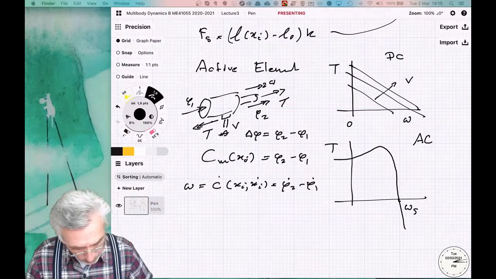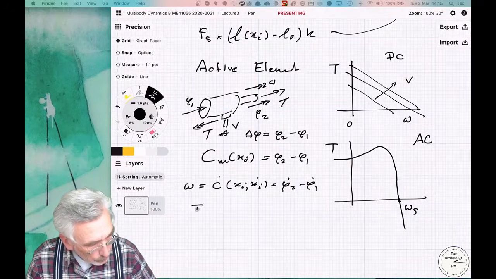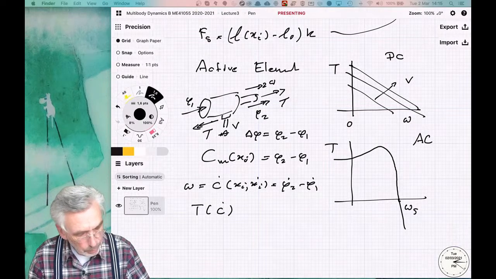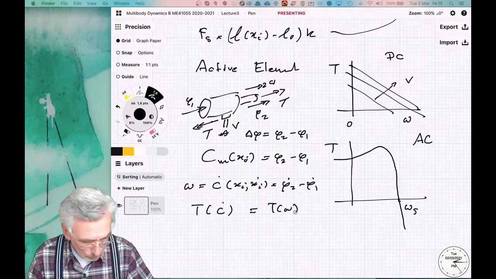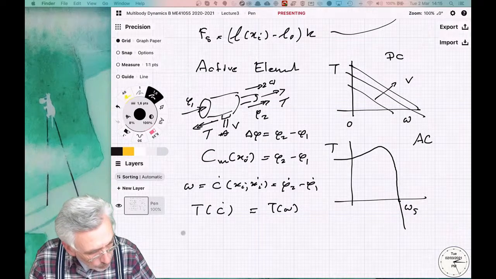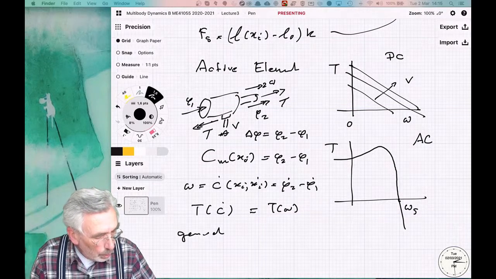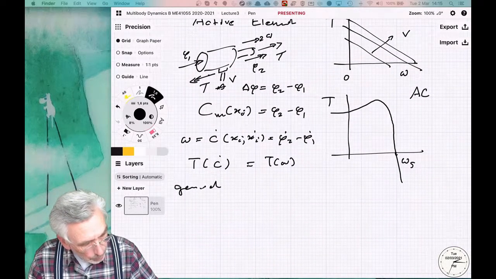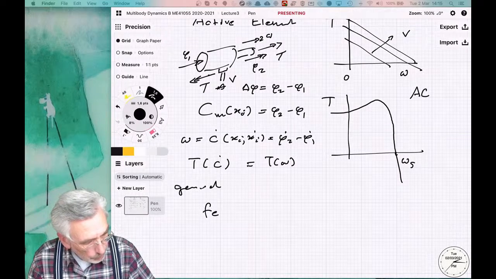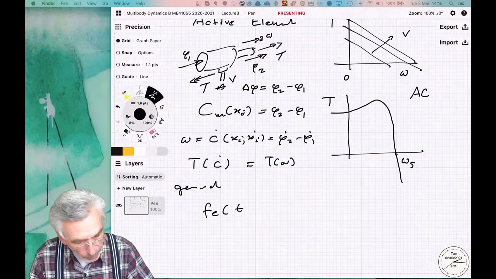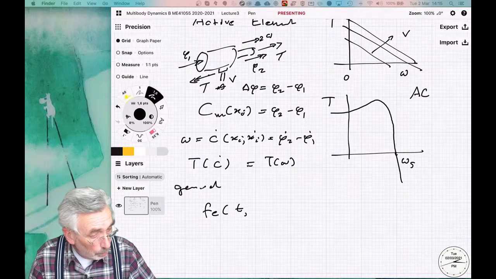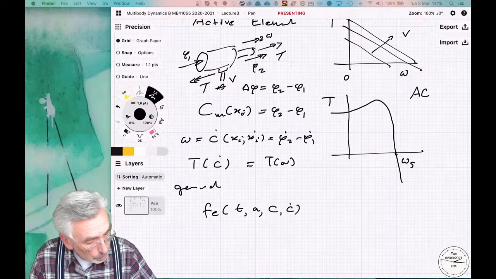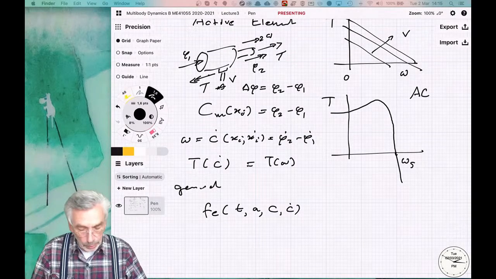And so in essence, now the torque is a function of our C dot. In our case, the T is a function of omega. And in general, you can of course say, well, these element forces, these extra forces, they can be a function of time, they can be a function of some actuation, right? And then they can be a function of C and C dot, so position and velocity. That's in the general case.